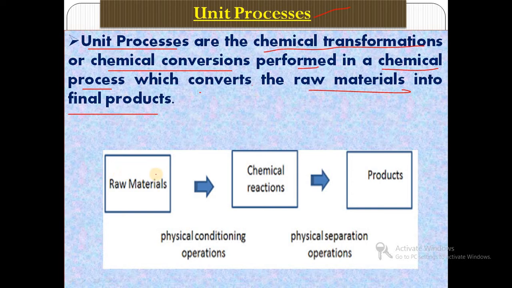This is the flow diagram. When raw material is selected, it undergoes chemical reactions. This transformation is called the physical conditioning operation, and after chemical reactions we get the desired product. Then there is a physical separation operation. With proper physical separation we get the desired product, which is pure, because we carried out physical separation to remove the impurities. So these are the unit processes.